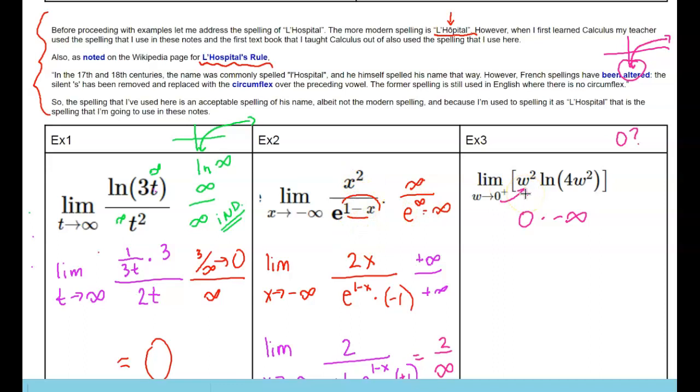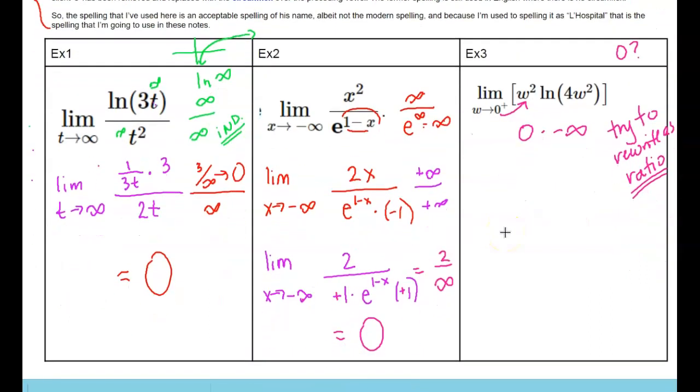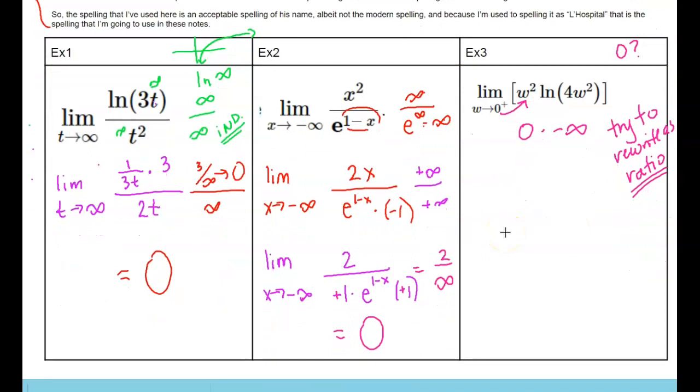So you want to try to rewrite as a ratio, a fraction, okay? And it usually only takes once. You have two different functions, and depending on the function depends on which one you're going to play with.